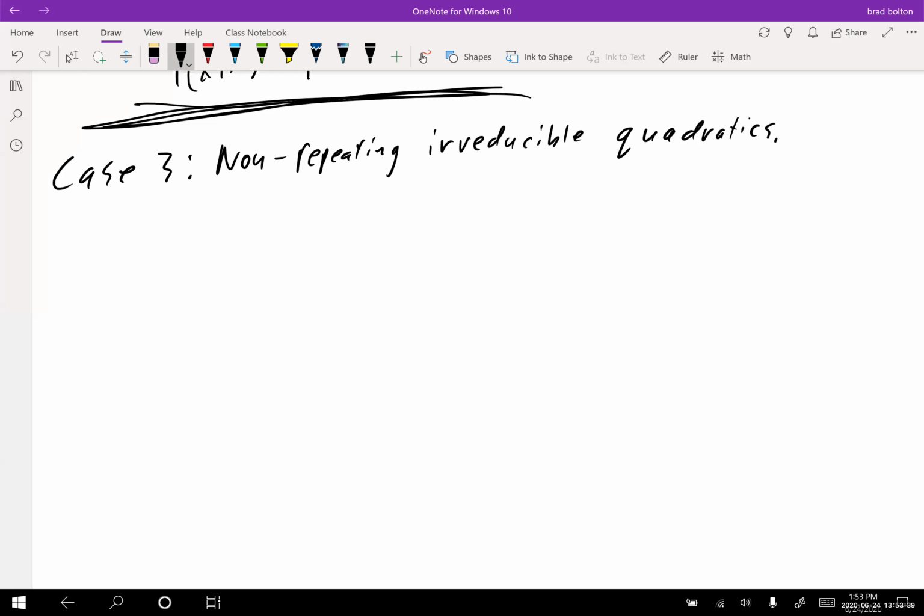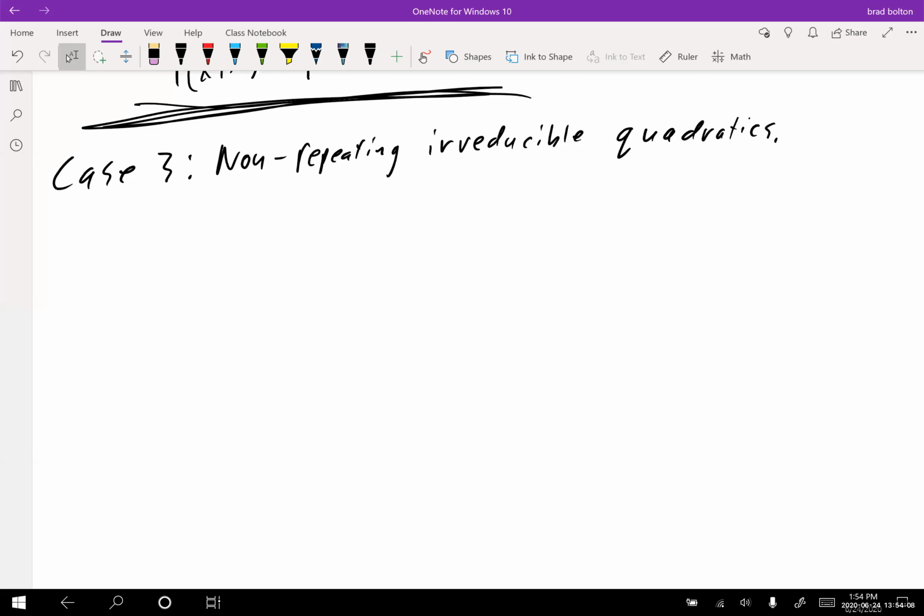So that means that you're going to have a quadratic factor that cannot be simplified. So when you say irreducible, that just means it cannot be factored by the normal means, okay? So like x squared plus 2. X squared plus 2 is a quadratic and it can't be factored, okay? It's in irreducible form. So that's what it means by non-repeating irreducible quadratics. So the best way I can show you is let's look at one.